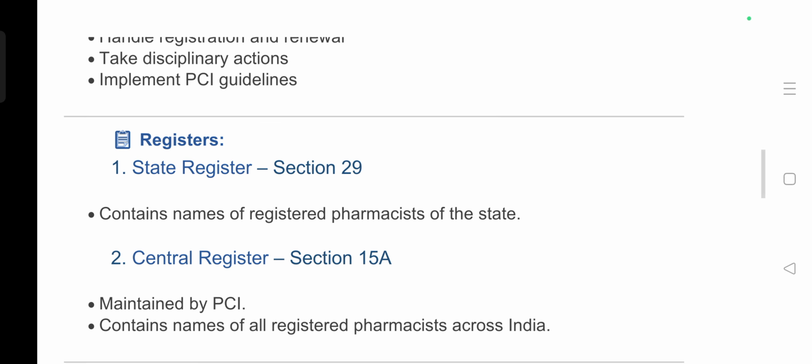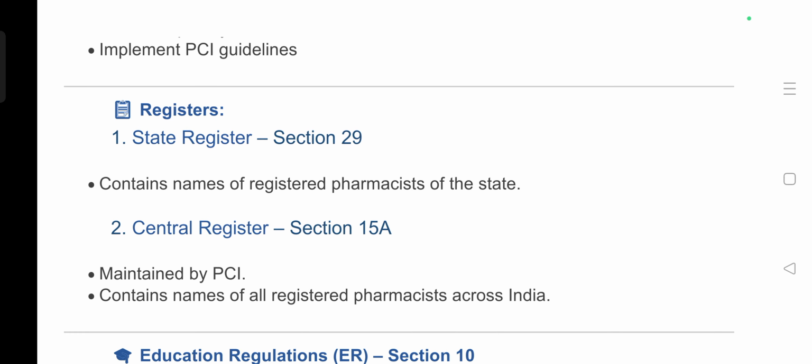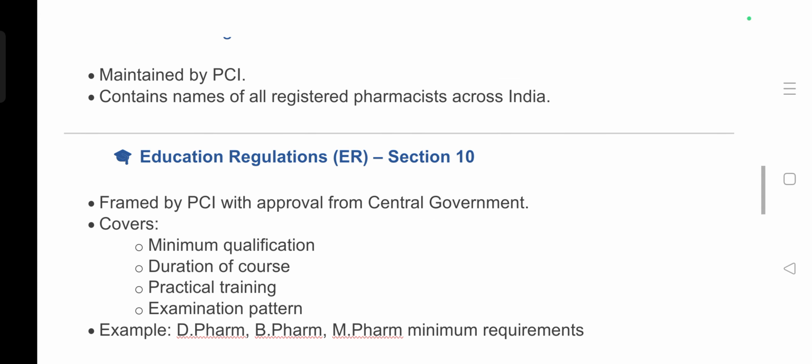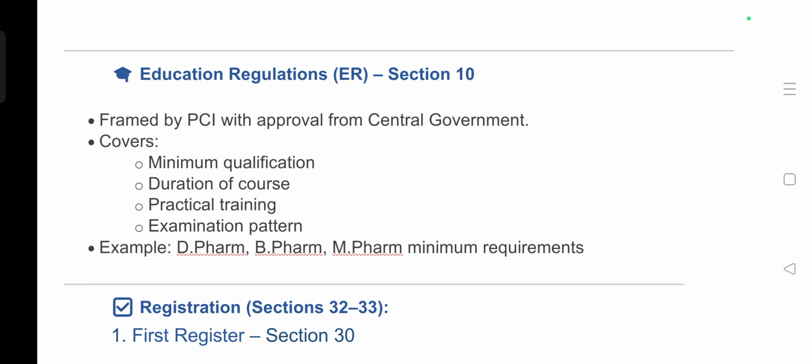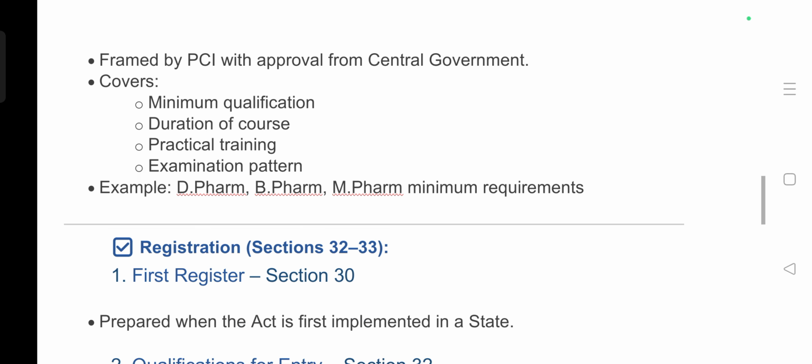Next is the register. The state register under Section 29 contains the names of registered pharmacists of the state. The second one is the central register, Section 15A, maintained by the PCI, containing the names of all registered pharmacists across India. The education regulation under Section 10 is framed by the PCI with the approval of the central government. It covers the minimum qualification, duration of course, practical training, and examination pattern, for example D.Pharm, B.Pharm, M.Pharm minimum required education.